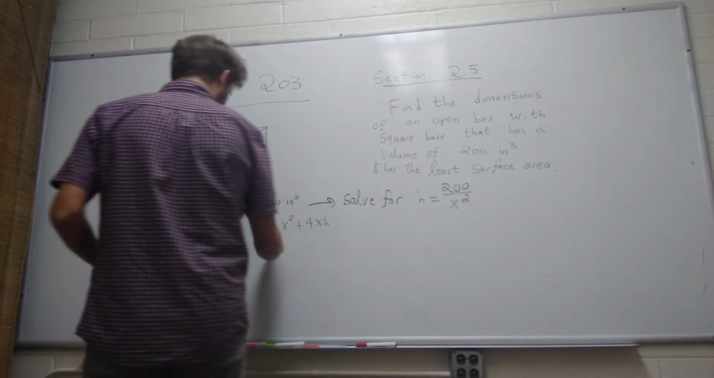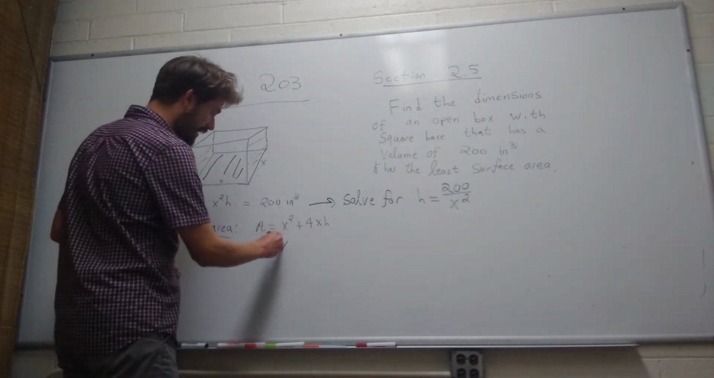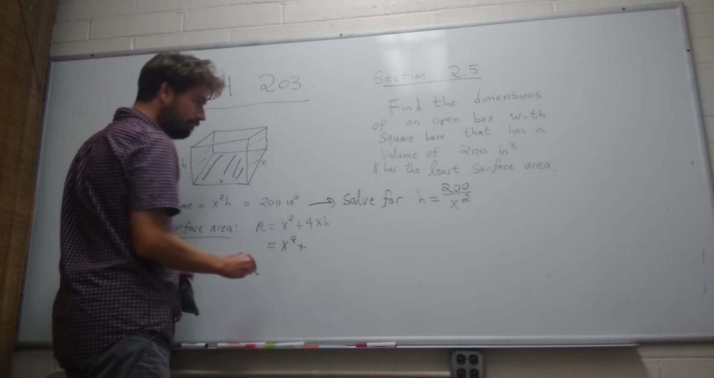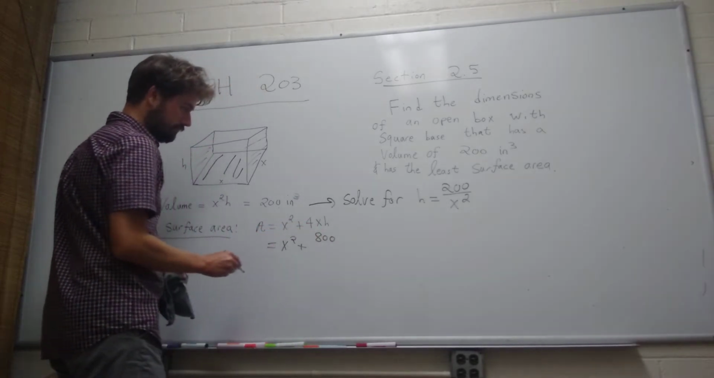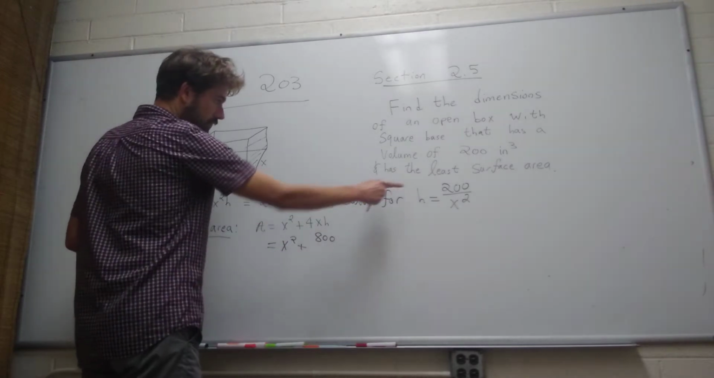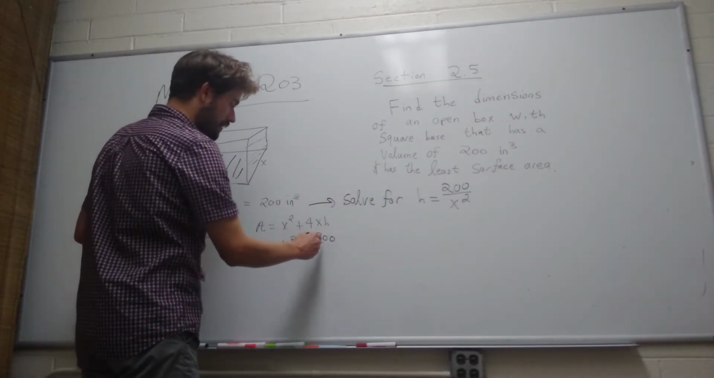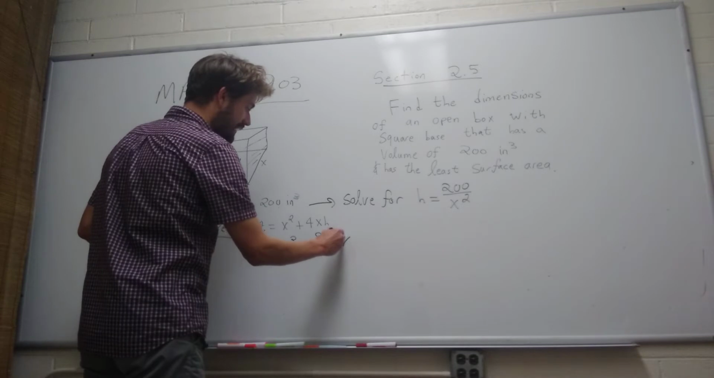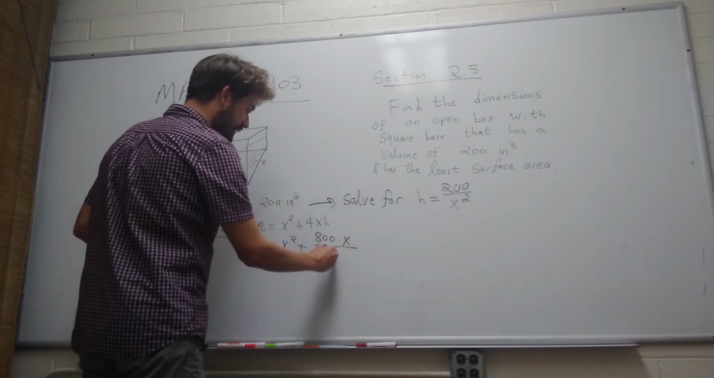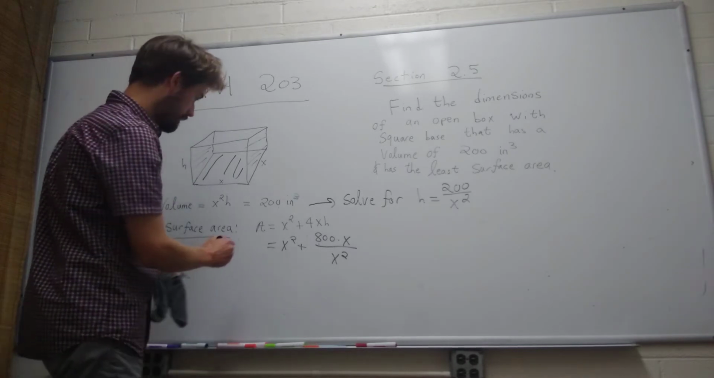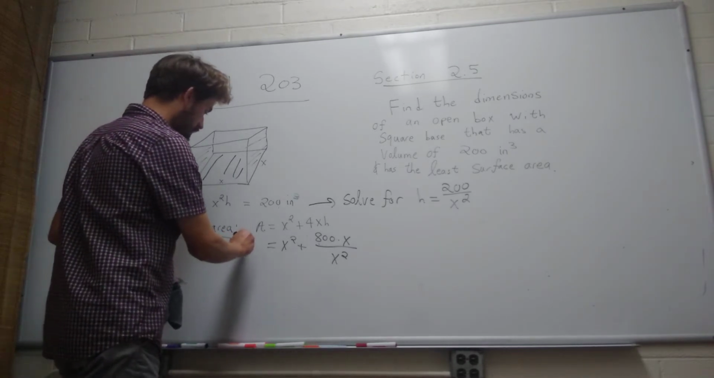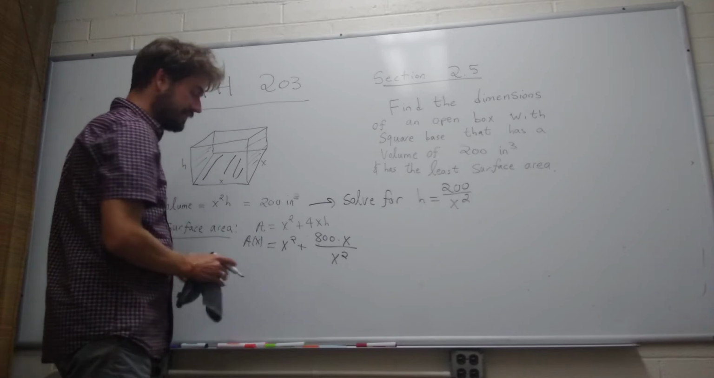So what do we get here? A is equal to what? It's equal to x squared plus 800, right? 4 times 200 is 800, times x divided by x squared. We're going to call this A of x.